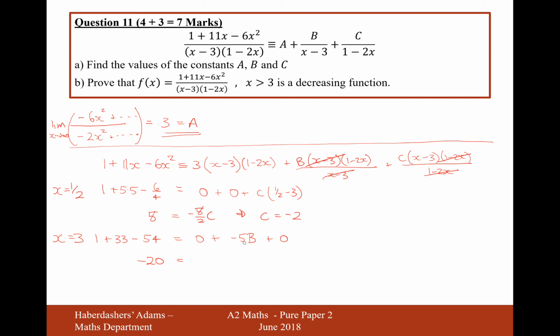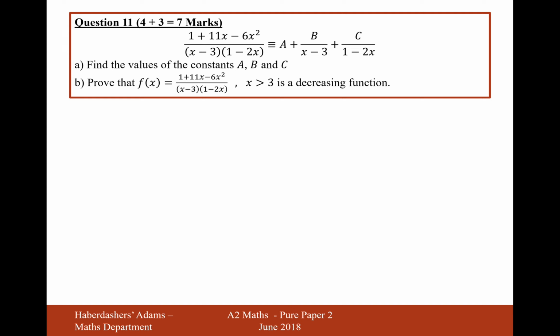And on the right hand side we have minus 5b. So in total here we're going to have b equals 4. So there we are, we've worked out a, b and c. A is equal to 3, b is equal to 4, c is equal to minus 2. Okay, so there we are.